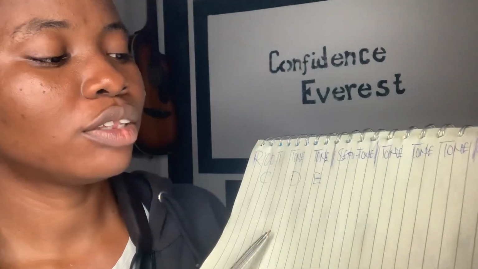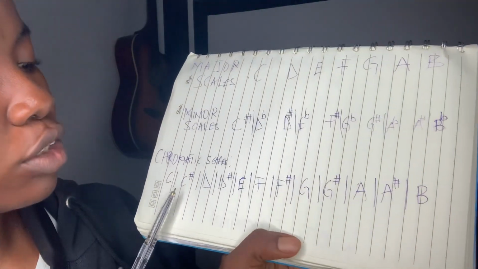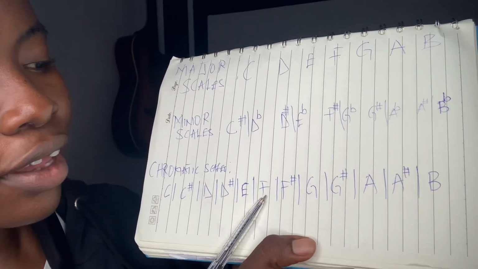Remember, let's come back to this so we'll be on the same page. In our chromatic scales, we had C, C sharp, D, D sharp, E, F, F sharp.